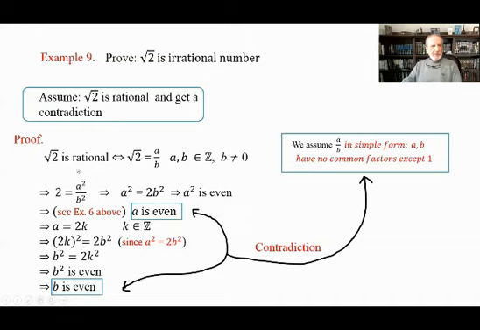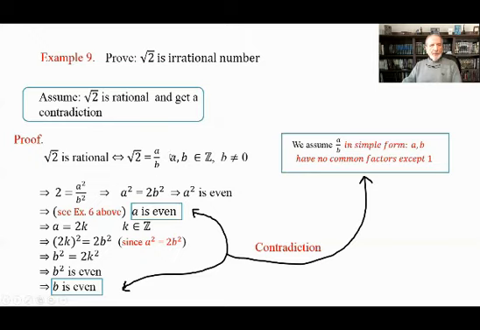Here is how it goes. We assume square root of 2 is rational, meaning square root of 2 is equal to a over b, where a and b are integers, and b is different than 0. Now, we are assuming that a over b is in simple form, meaning a and b have no common factors except 1. And we can do that. So we simplified the fraction to its simple form. Okay? Now, this is what we have.